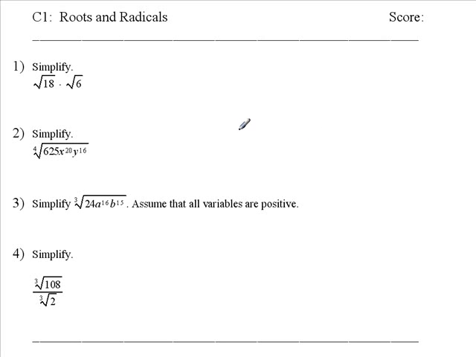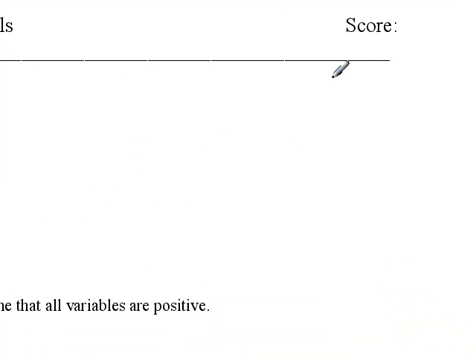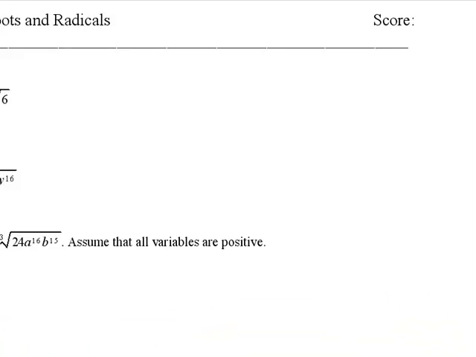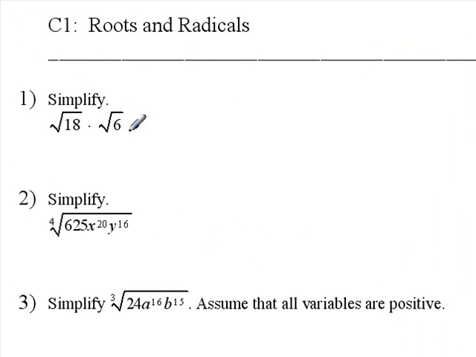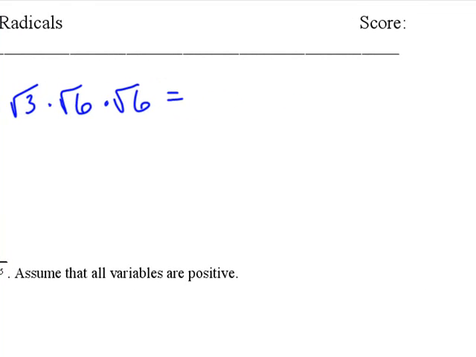Okay, here we go with concept 1, roots and radicals. On number 1, we're asked to simplify the radical 18 times radical 6. In other words, root 18 times root 6. Well, root 18, if we think about this a second, is the same thing as root 3 times root 6. And then I already have a root 6 here. Well, root 6 times root 6 is just plain old 6. So that's nice and easy.